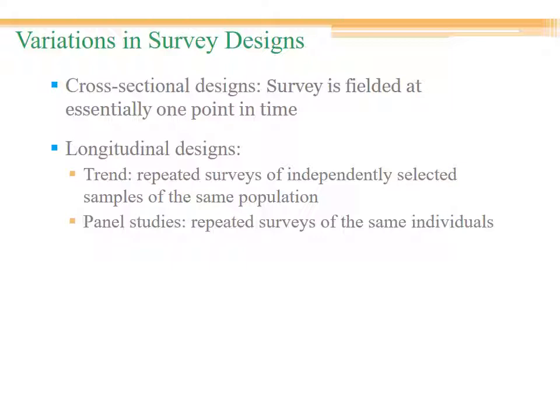Trend studies are repeated surveys of independently selected samples of the same population. Panel studies are repeated surveys of the same individuals. So the same individual in the trend study might not participate in a survey from one iteration to the next. In a panel study, it's the same individual that participates in each iteration of the survey.